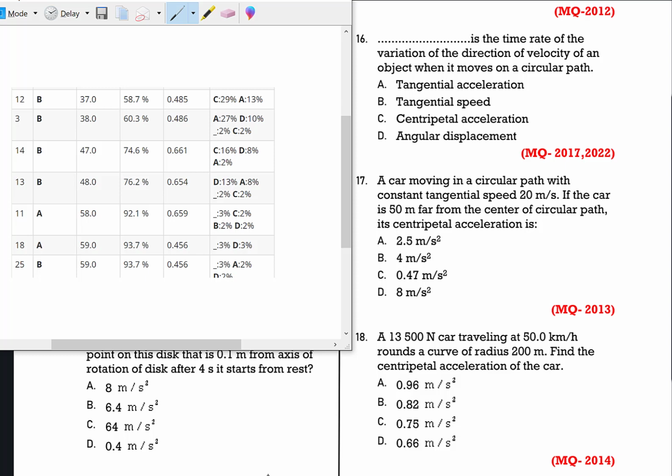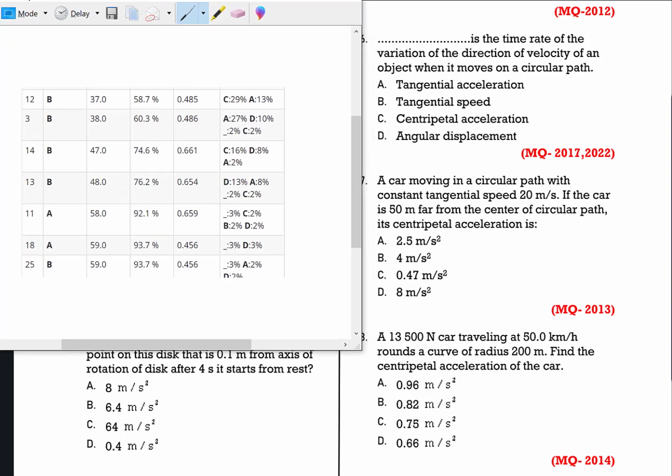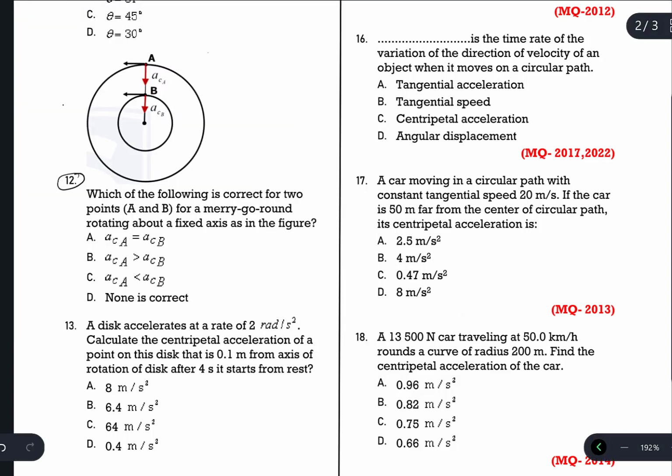Okay, now I will answer the most common mistakes in test 5 of TESTBANK. The first question is question number 12. 58.7% answered it correctly, so almost 40% answered this question incorrectly.